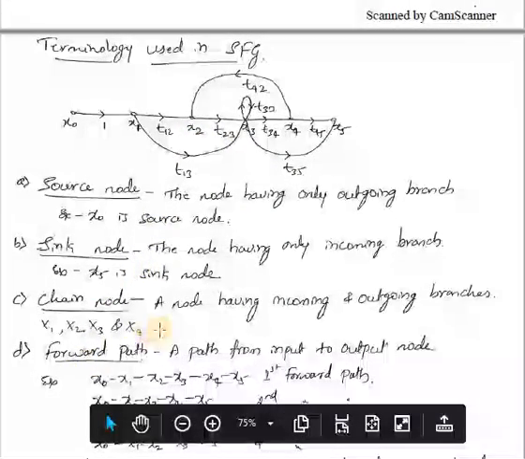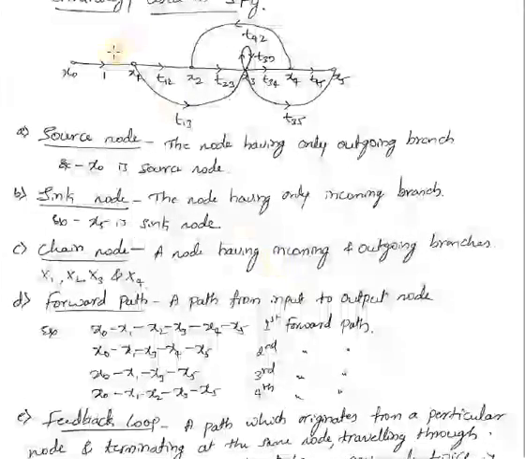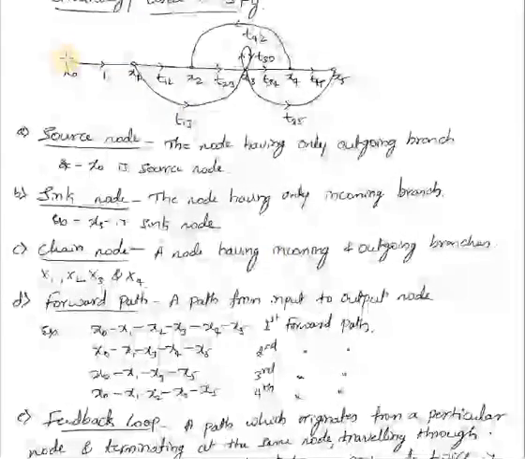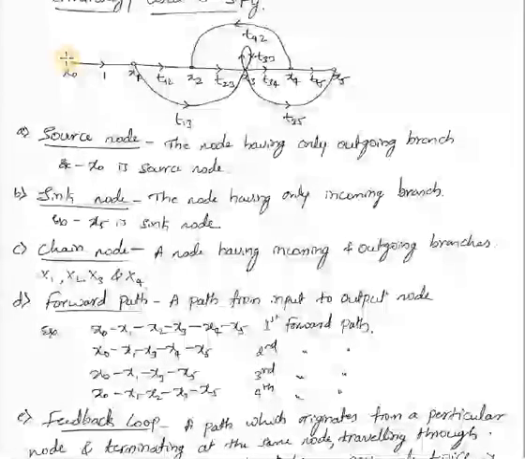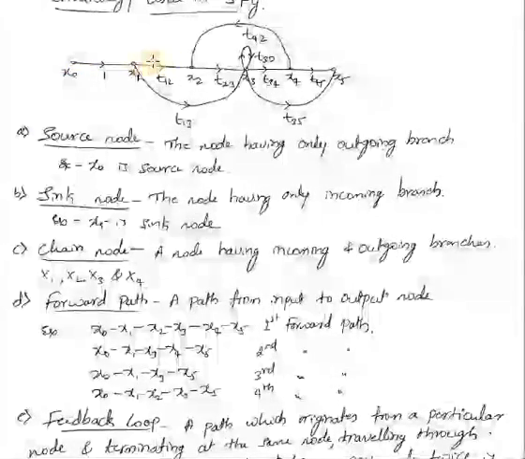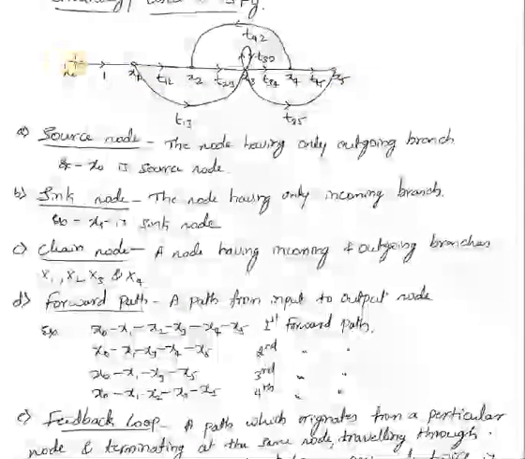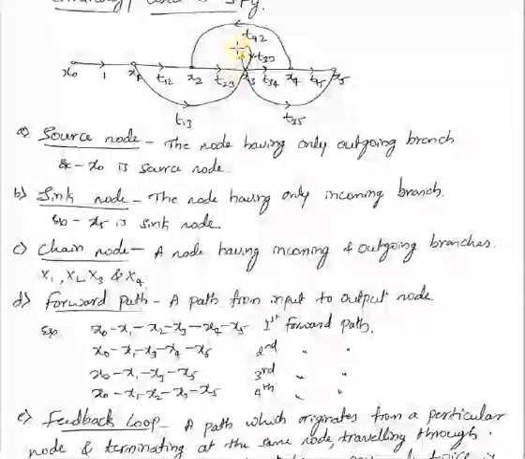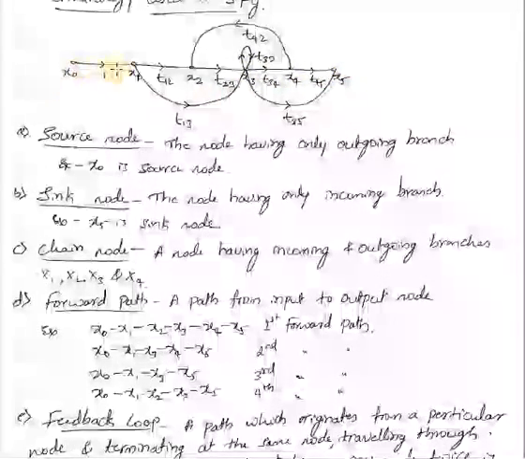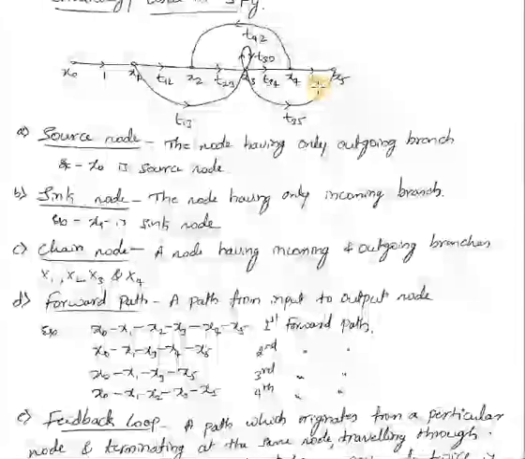Then forward path, a path from the input to the output node. In a given SFG, there may be more than one forward path. To know those forward paths, you have to start from the input and end at the output. If I start from here, x0 to x1, x2, x3, x4 and x5 is one path. Then x0, x1, x3, x4, x5 is another path. Then x0, x1, x3, and from here I go directly to x5.